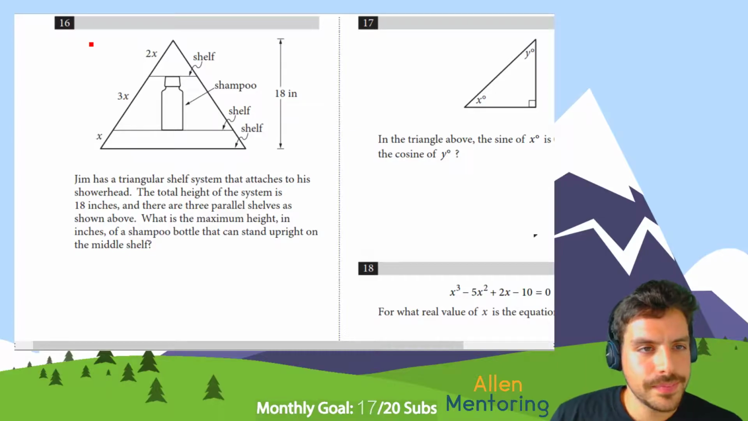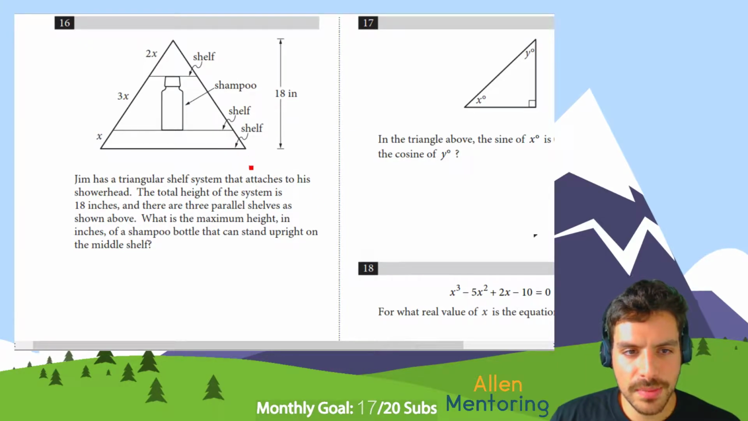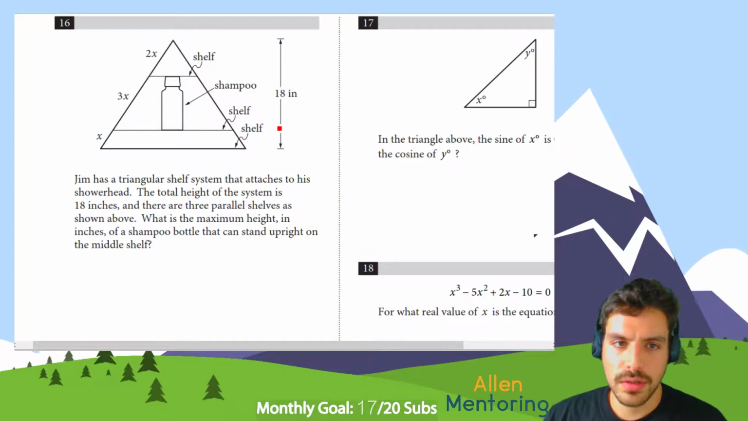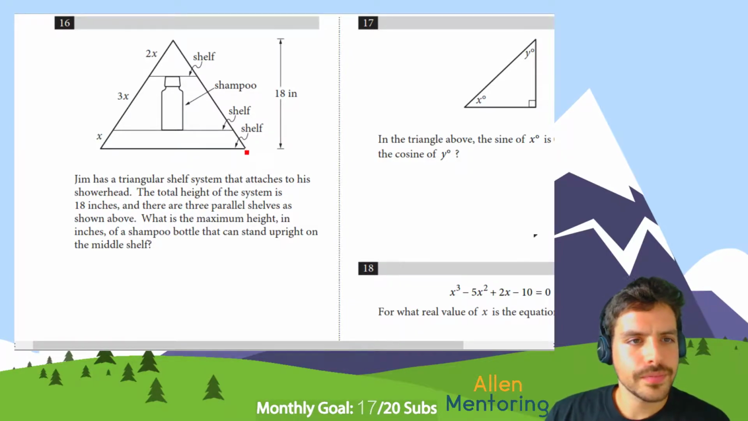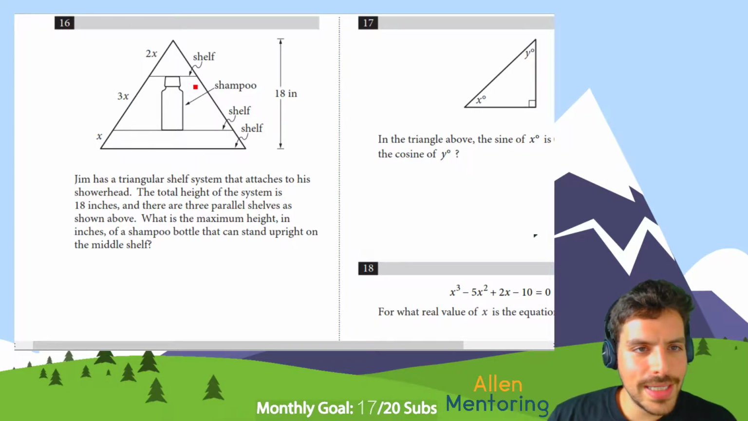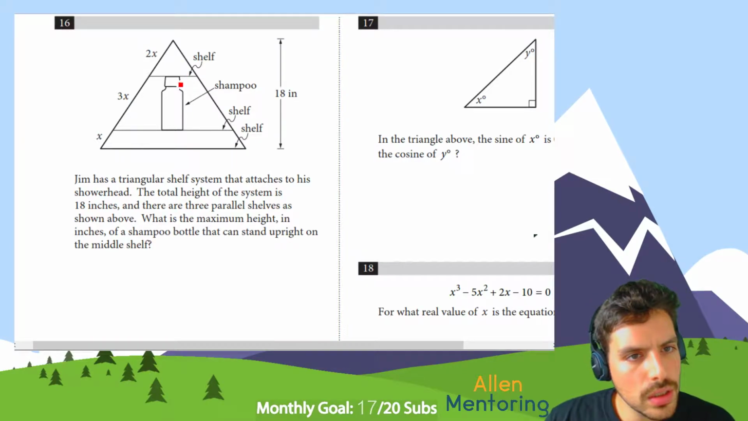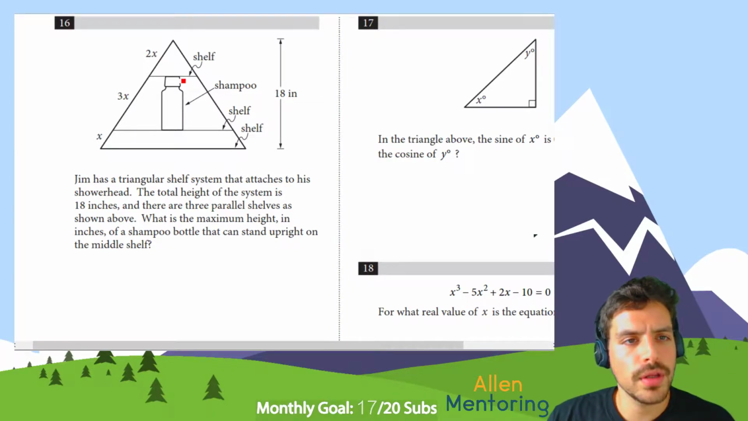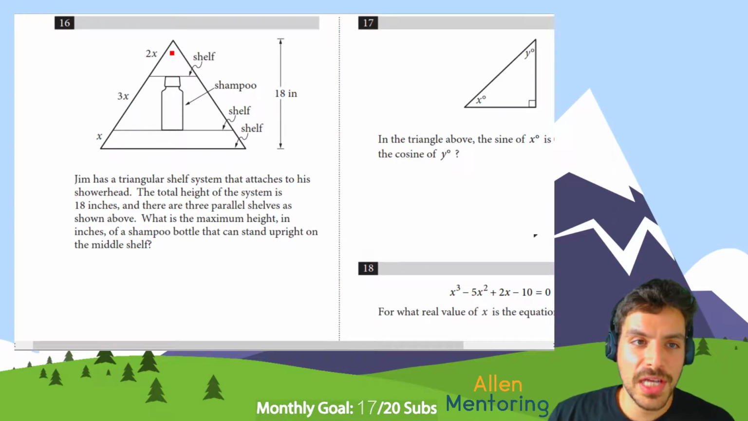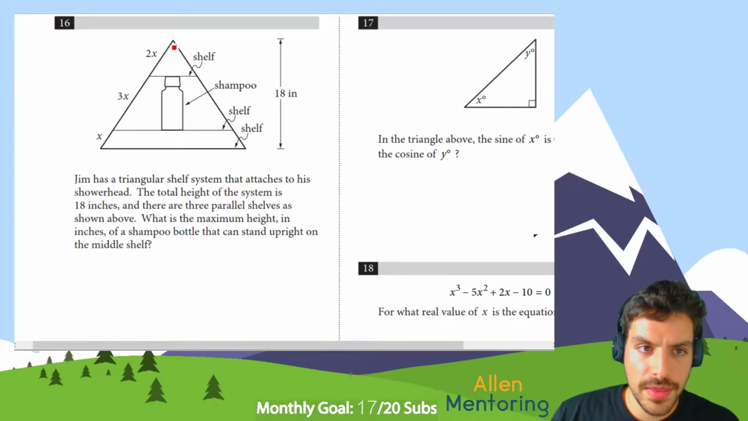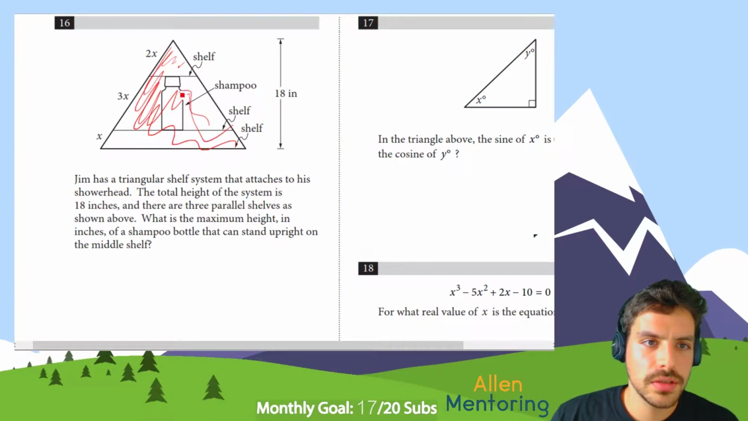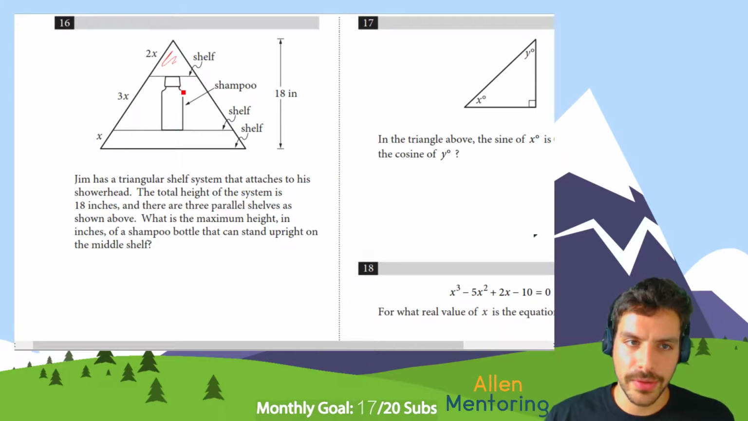All right, 16. Jim has a triangular shelf system that attaches to the wall. The total height of the system is 18 inches. There are 3 parallel shelves. So it actually tells me that these are all similar triangles, right? This is the small similar triangle here. This is the medium, and this is the large. Those are the 3 similar triangles.